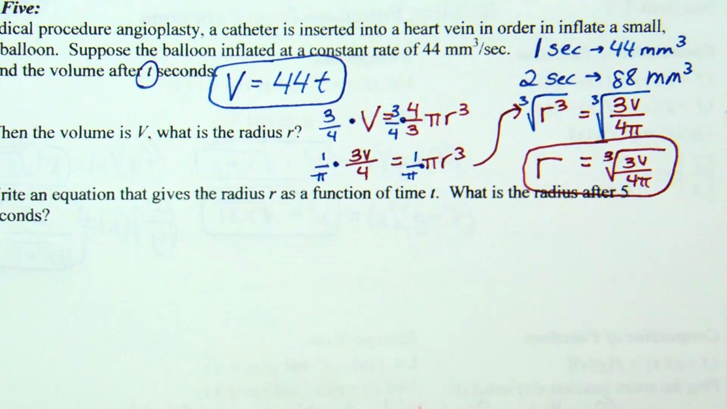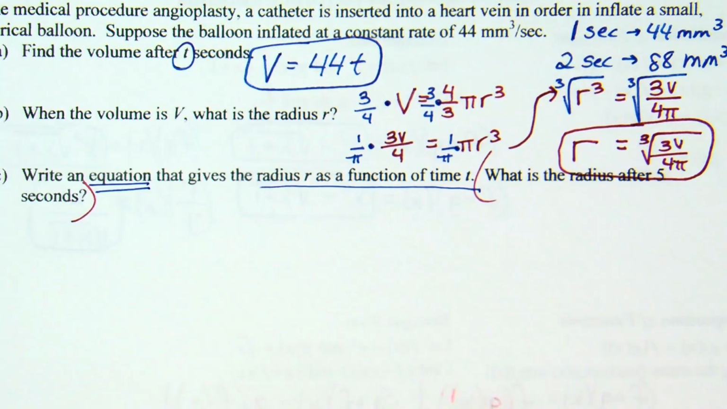Wait, is that an R on the? Yes. Okay, we're being asked to write an equation that gives the radius r as a function of time t. And then what is the radius after 5 seconds? So hold on to that thought. Ignore what is the radius after 5 seconds. That's part 2. I need an equation that gives the radius as a function of t, which means I need an equation that says r equals something where the variable is t.